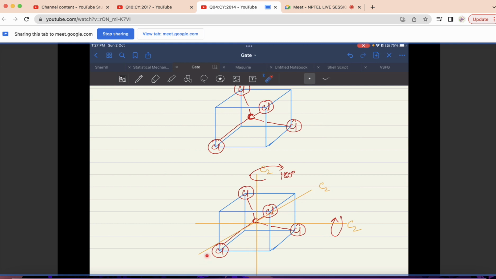So you can imagine this particular axis similarly like this one, but from back to the front, I mean from this particular phase to this particular phase, it is doing the 180 degree rotation. Okay, so this Cl will come here, and this Cl will come here, and for these two also.